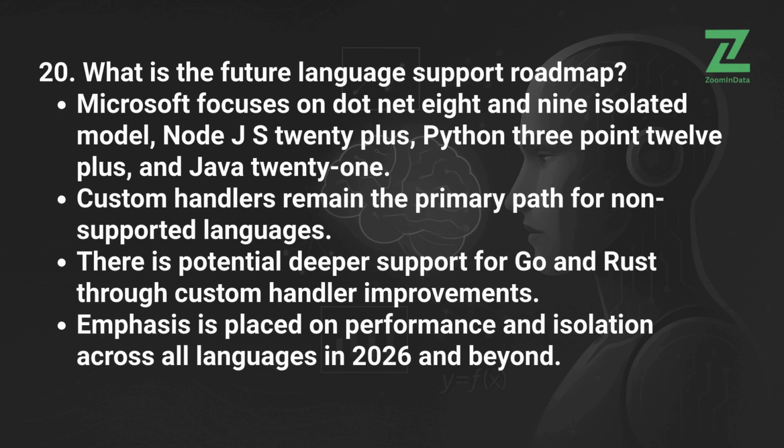20. What is the future language support roadmap? Microsoft focuses on .NET 8 and 9 isolated model, Node.js 20+, Python 3.12+, and Java 21. Custom handlers remain the primary path for non-supported languages. There is potential deeper support for Go and Rust through custom handler improvements. Emphasis is placed on performance and isolation across all languages in 2026 and beyond.